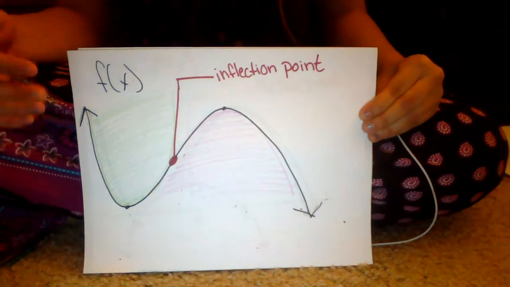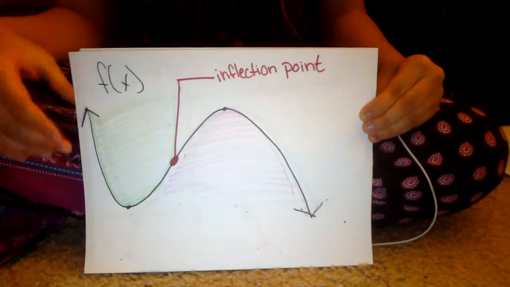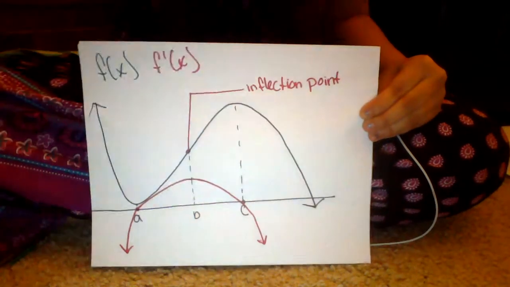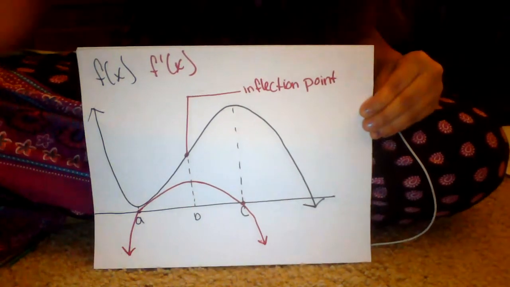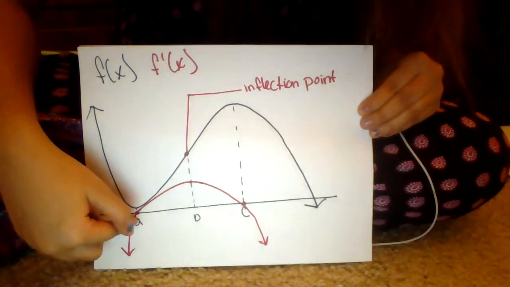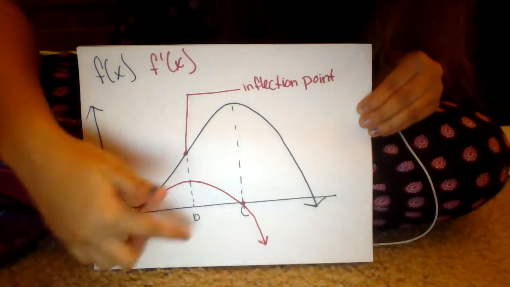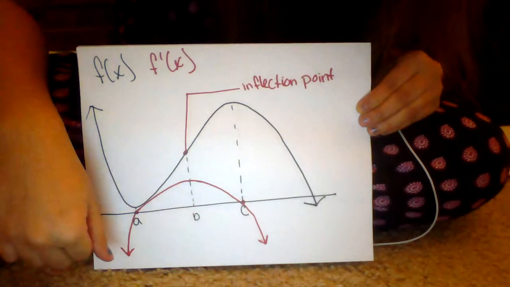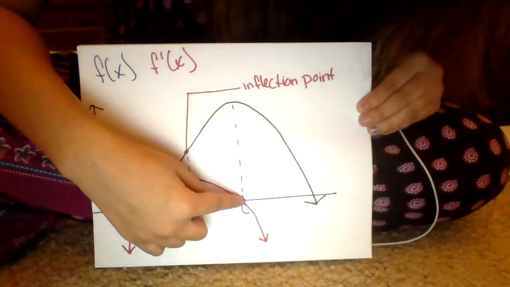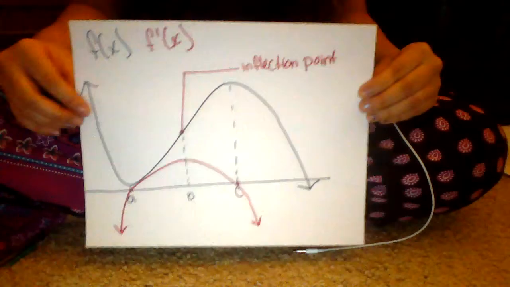So first we're going to take the first derivative and compare that to the graph of f of x. So f prime of x compared to f of x looks like this, where the minimum is a root, the inflection point is a global maximum, and the maximum is another root on f prime of x.